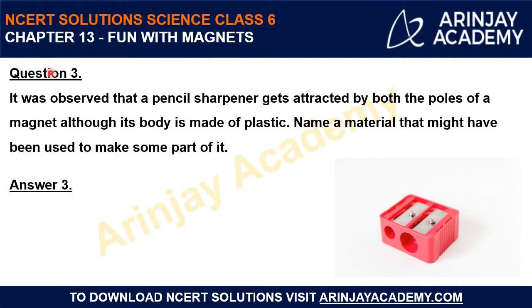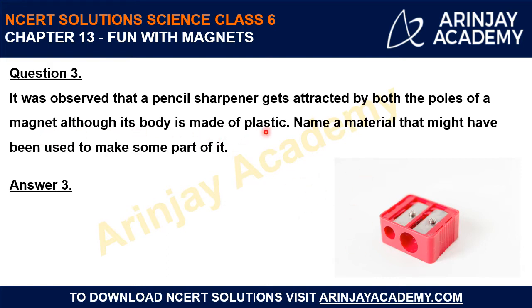So here we have question 3. It was observed that a pencil sharpener gets attracted by both the poles of a magnet although its body is made of plastic. Name a material that might have been used to make some part of it. So हमें क्वेश्चन में दिया हुआ है that there is an observation जिसमें हमने observe किया that जो pencil sharpener है वो attract होता है towards the poles of magnet. So why did this happen if it is made out of plastic?